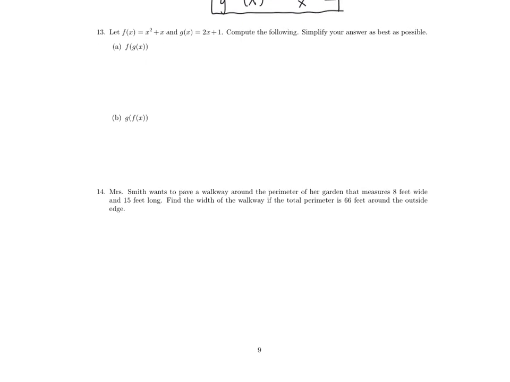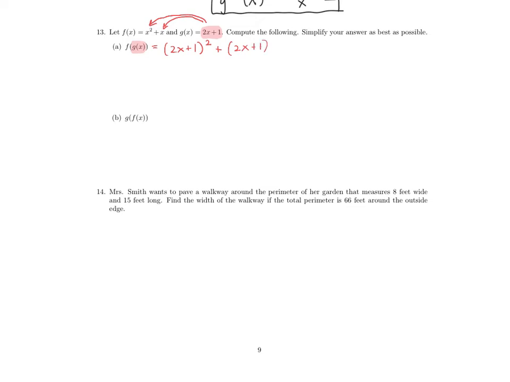Number 13. So let f of x be that and g of x be that. Compute the following. Simplify your answer as best as possible. Okay, so f of g of x. That means I'm going to take g and put it into f. So here is g, and I want to put that into f. Everywhere I see an x is going to become that. So that's going to give me x squared, so 2x plus 1 squared, plus x, 2x plus 1.